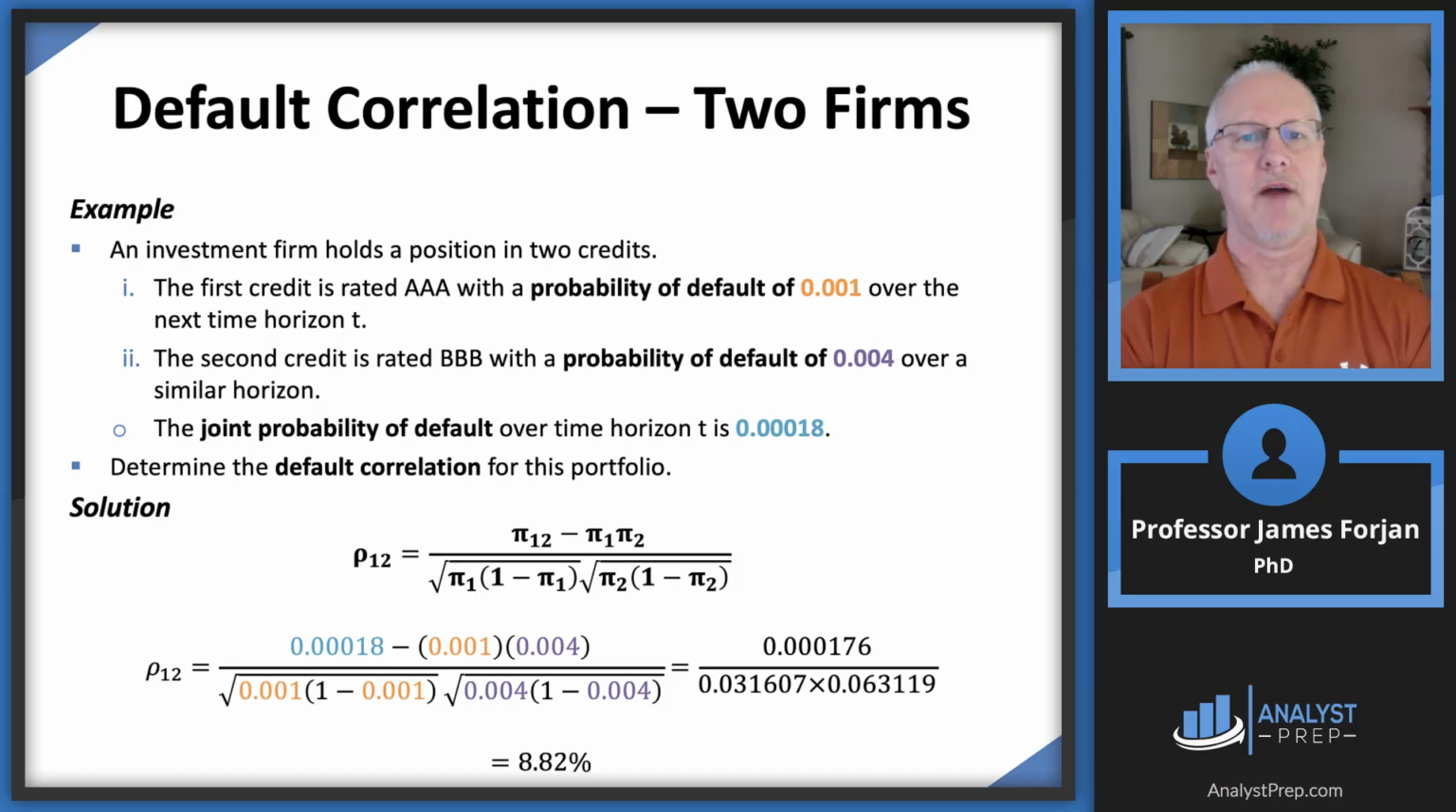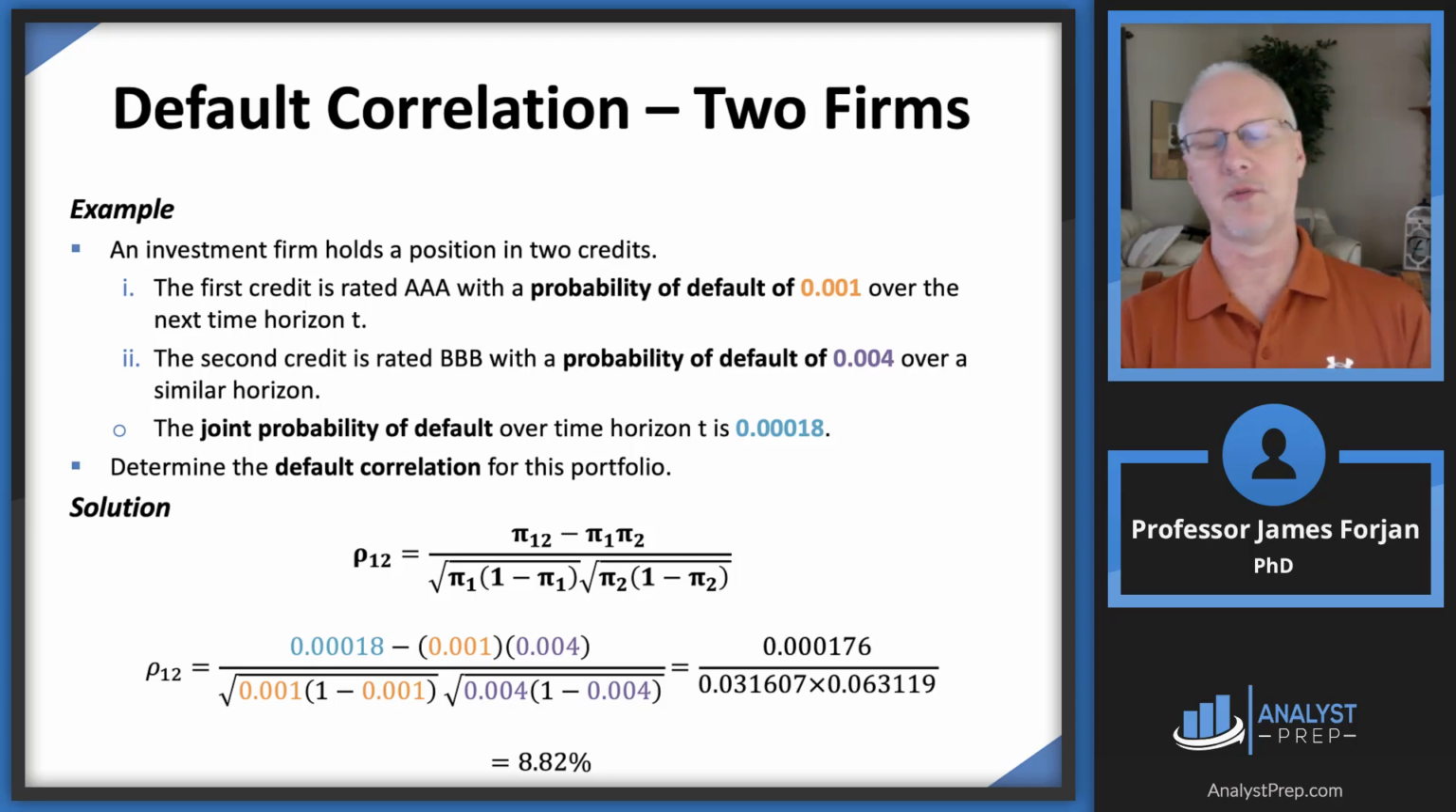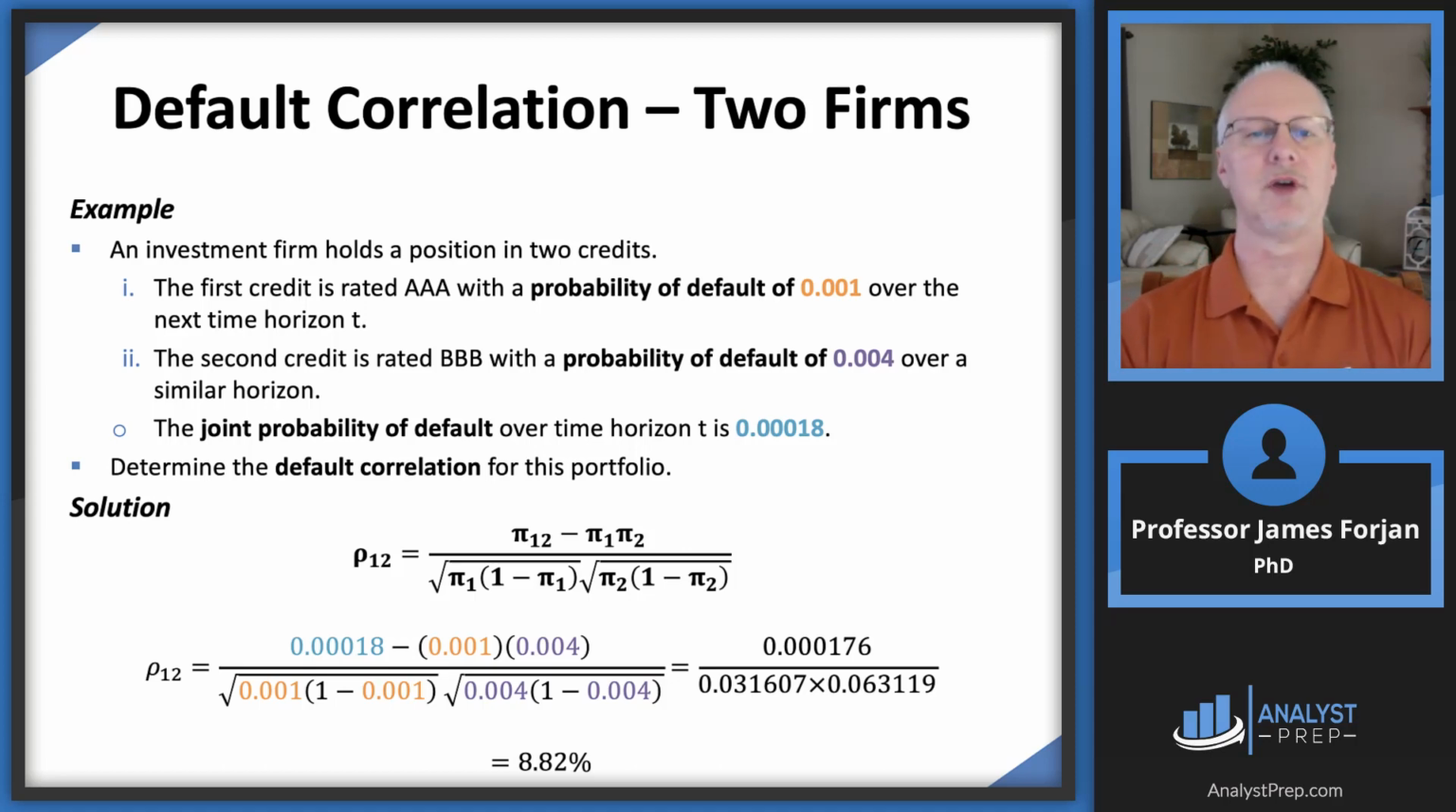Let's suppose we have a position in 2 credits. We've got a AAA rated bond and a BBB rated bond. And so our probability of default, there's that pi 1 and pi 2, is 0.001 and 0.004. That should make sense, right? The AAA rated bond has almost no chance of default. BBB rated bond also has almost no chance of default, but it's about 4 times the size.